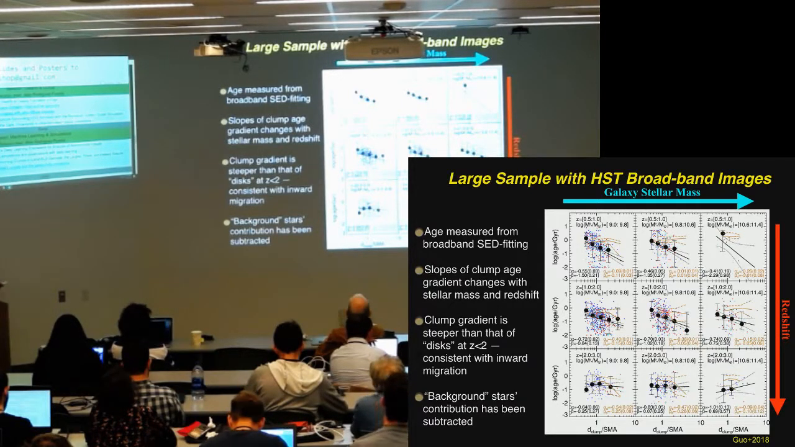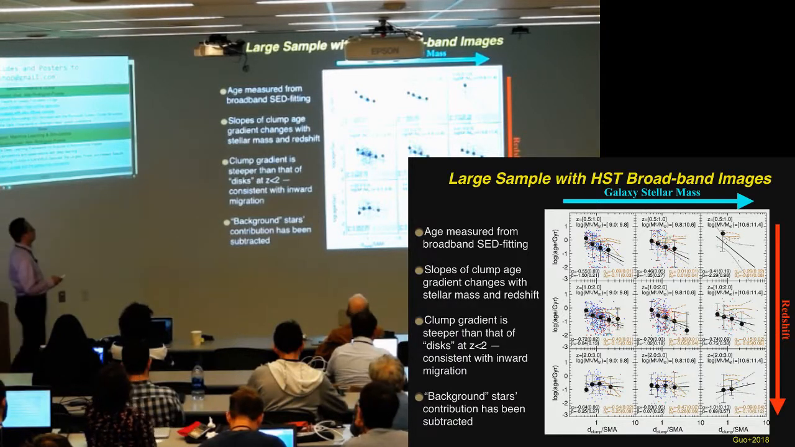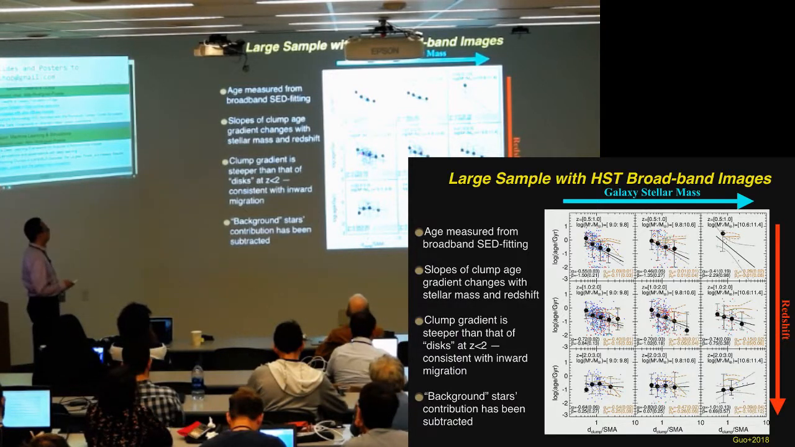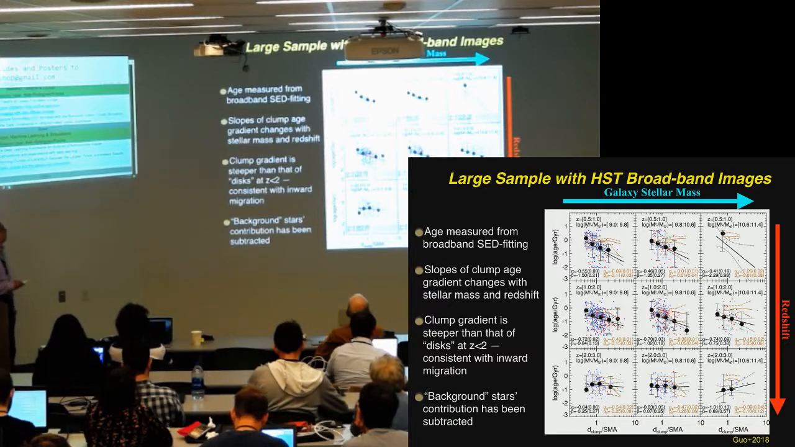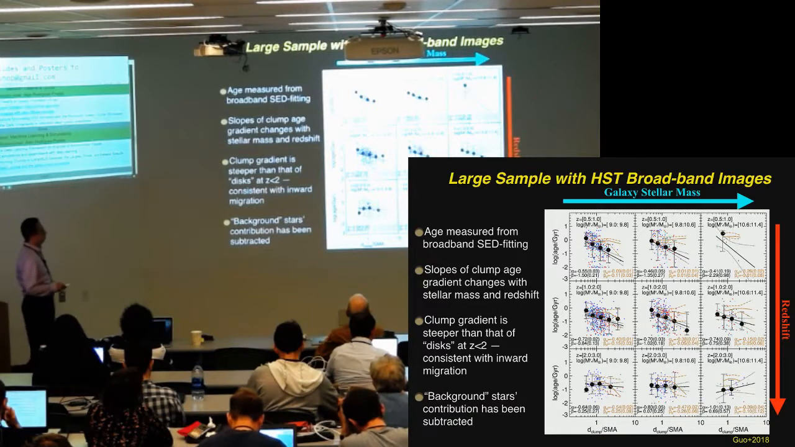So if you look at galaxies at redshift below 2, so this is 1 to 2, 1 to 2, 0.5 to 1, you find this steep age gradient, that clumps close to galactic centers are older and the clumps in outskirts are younger. So this is consistent with the inward migration scenario. But if you look at redshift 2, we didn't see a very clear trend.